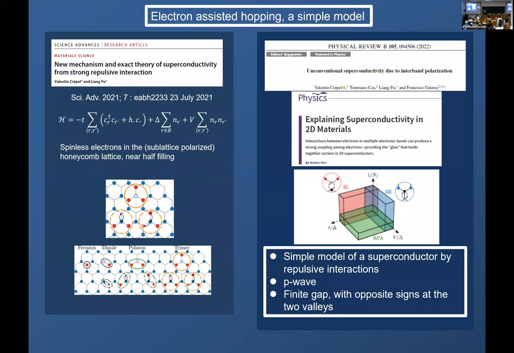Let me make a short discussion of a simplified model of a superconductor which arises from repulsive interactions that was introduced by Liang Fu and Valentin Kozii. We have collaborated with them in extending that. It's the simplest model you can think of. You have spinless electrons in a honeycomb lattice. The simplest interaction you can cook up is a repulsive interaction between nearest neighbors. You put a strong sublattice bias and you dope it slightly away from half filling and it becomes a superconductor.